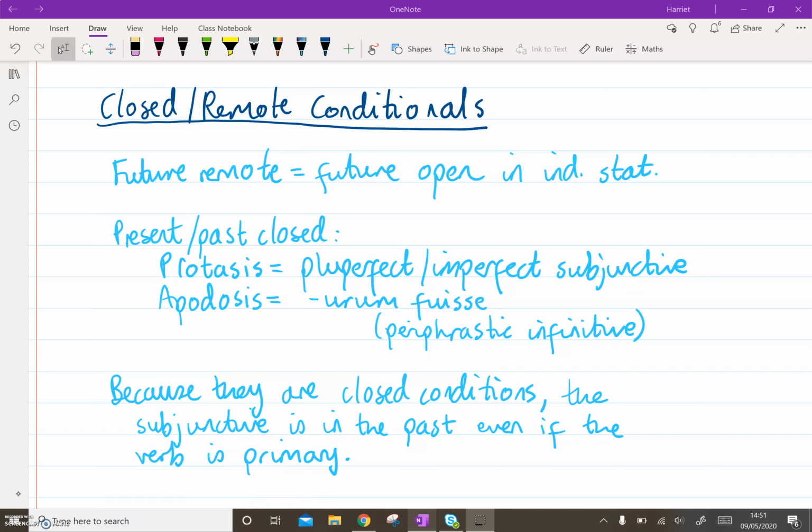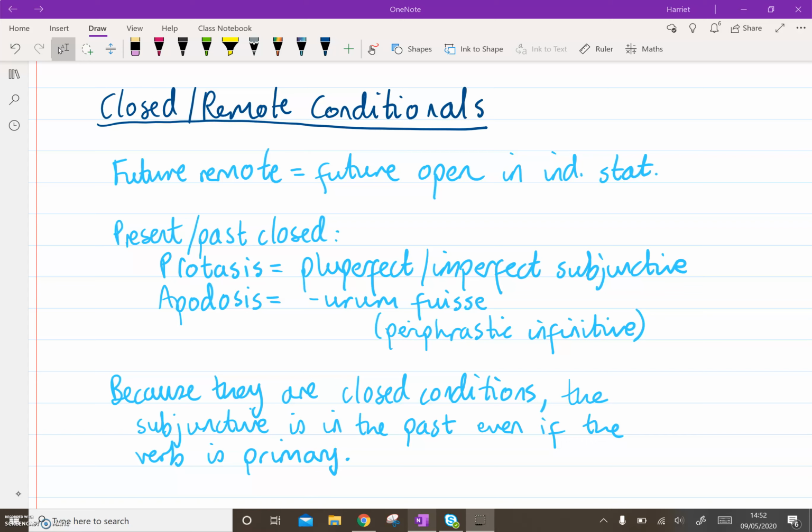But instead of a normal infinitive, we have this weird periphrastic infinitive, which is fuisse, so to have been, plus the future participle. So this infinitive on its own would literally be translated as to have been going to do something. When you think about the fact that these are closed conditionals, that kind of makes sense because it's this idea of something that would have happened but didn't, which is why you have to use this weird infinitive. It's strange, but also it's quite easy to spot. So when you see it, you know that you're looking at a closed conditional, which is quite nice.